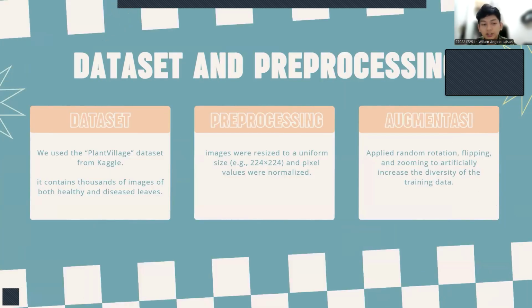Now the dataset and pre-processing. The first step is data. We use a popular public dataset called PlantVillage, which is from Kaggle. However, raw data can't be used right away. We apply three pre-processing steps. First, resizing, so that all images have the same size. Second, normalization, to make the training process more stable. And the last one is data augmentation. We randomly rotate and flip the images. This is a simple trick to artificially increase our data so the model can learn better.